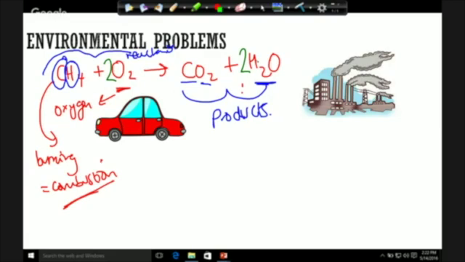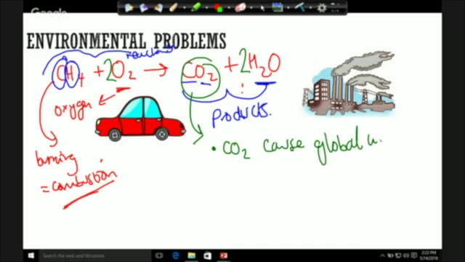So the environmental problems then associated with burning these fuels. Now the first one is obvious from this product, this CO2 here. This comes up so much in the chemistry exam. The problem is that carbon dioxide is released, and this causes global warming. If there's one thing that you need to remember for your exam, it is this, because this is bound to come up somewhere.